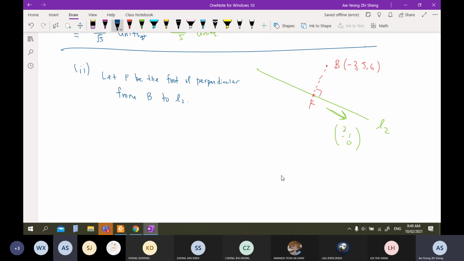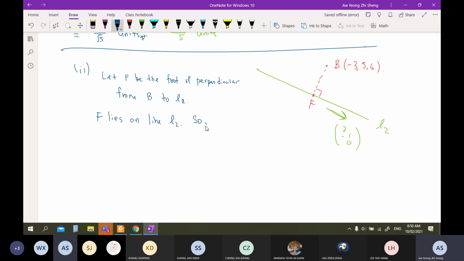According to the 4-step procedure on page 10, to find the foot of a perpendicular, first thing is to notice that F lies on the line L2. F must be a point on line L2. So let's say here, F lies on line L2. Okay, so if F lies on line L2, the vector OF must satisfy the vector equation of L2 for a particular value of lambda.